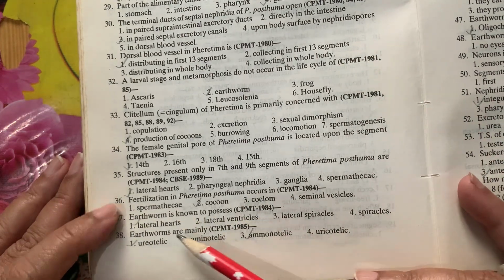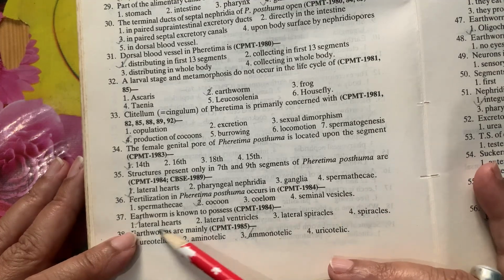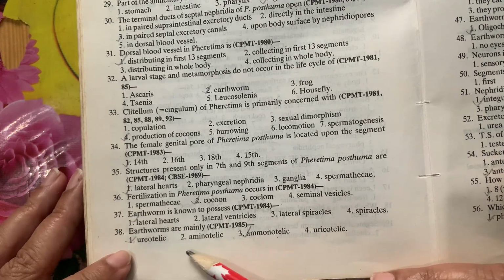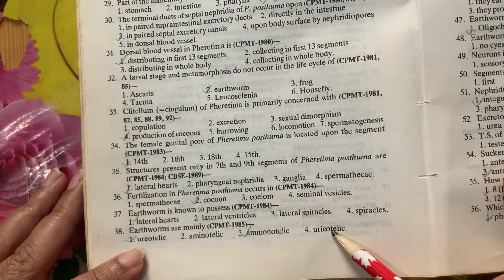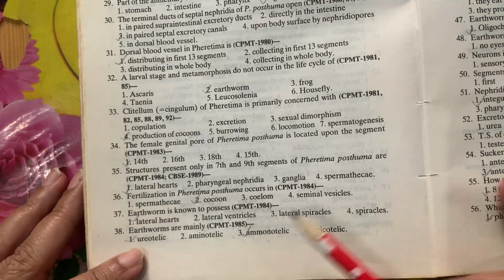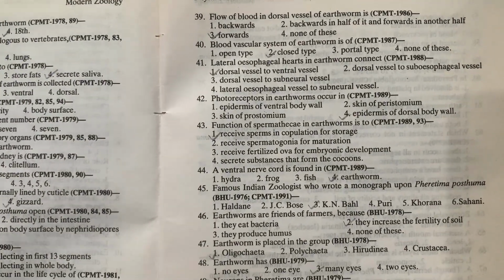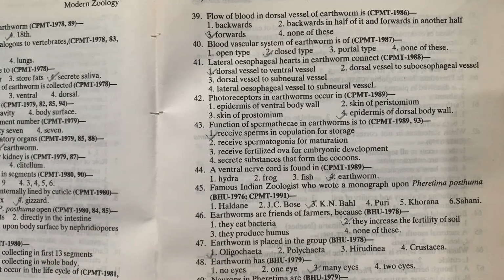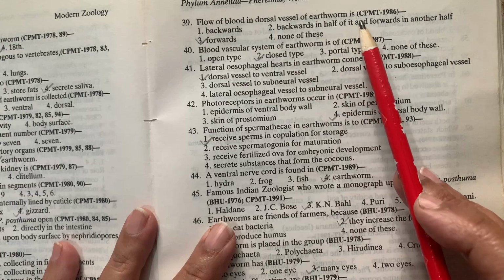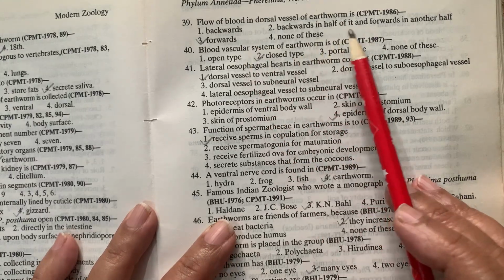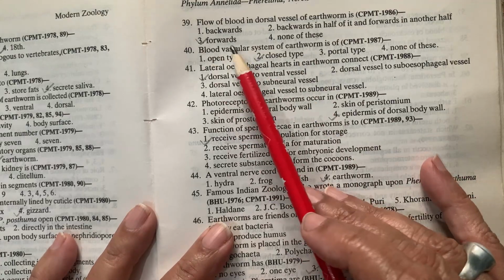Earthworm is known to possess lateral hearts, lateral ventricles, lateral spiracle. It is lateral hearts, first option. Earthworms are mainly urotelic, aminotelic, urotelic. They are both urotelic as well as aminotelic. Now the next one, flow of blood in dorsal vessels of earthworm is backwards in half of it and forwards in another half, forwards, none of this. Correct option is forwards.